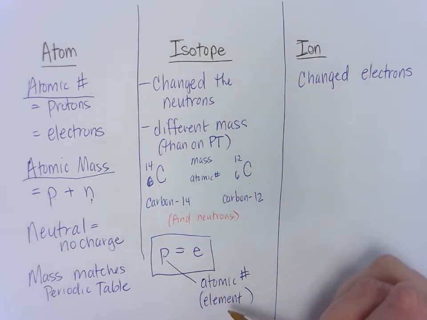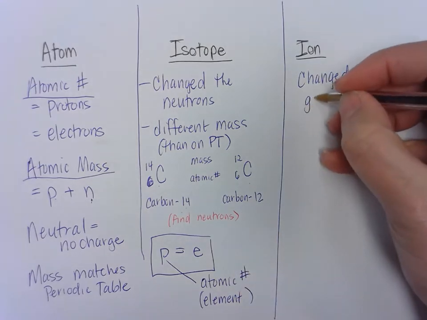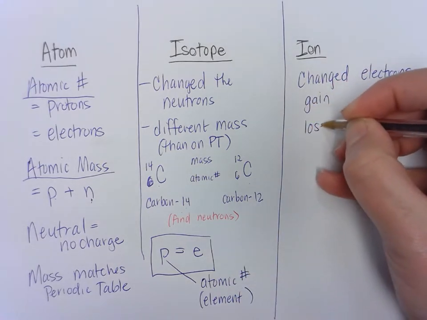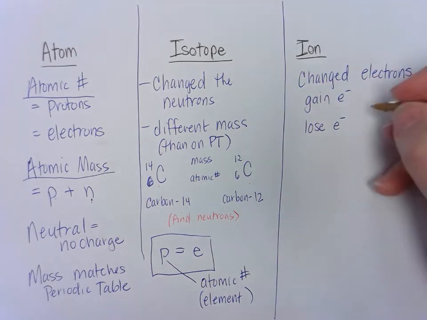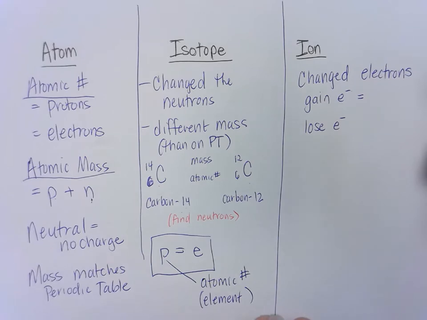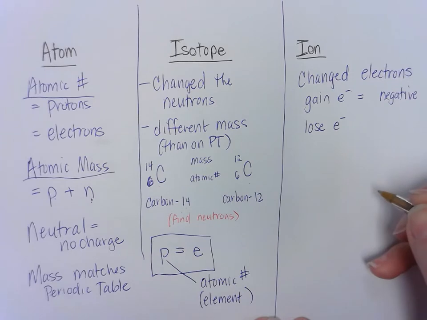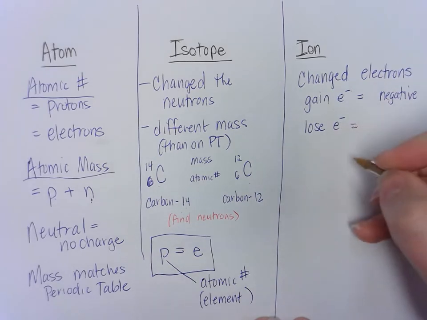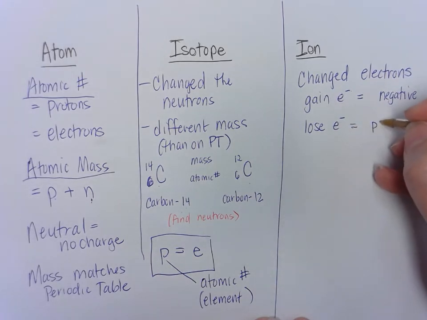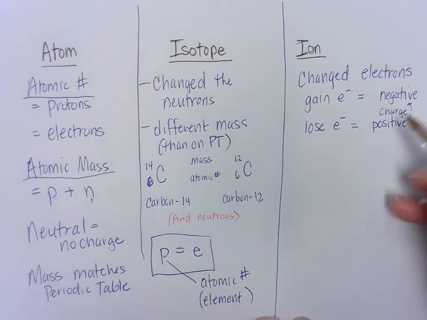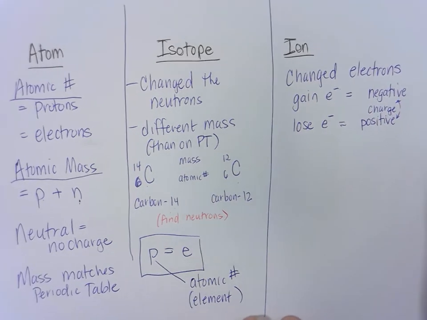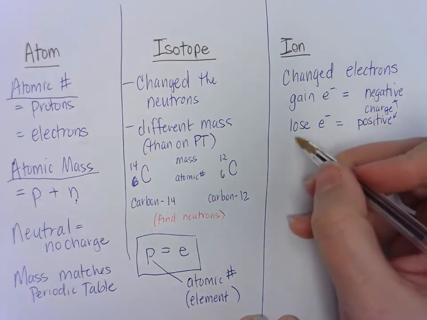So you can't change protons, but you can gain or lose electrons. So if we gain electrons or we lose electrons, notice these are both negative. If we have gained electrons, what kind of overall charge would we have? We would have a negative overall charge. And if we have lost electrons, meaning we have less electrons, we would have an overall positive charge. Okay, so if we have gained electrons, we become negative. If we have lost electrons, we become positive.